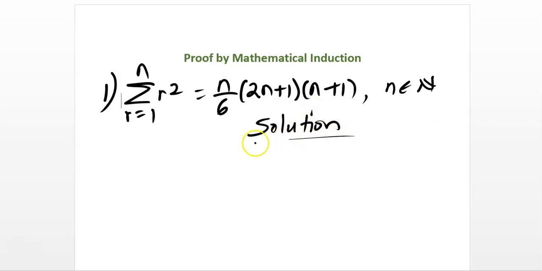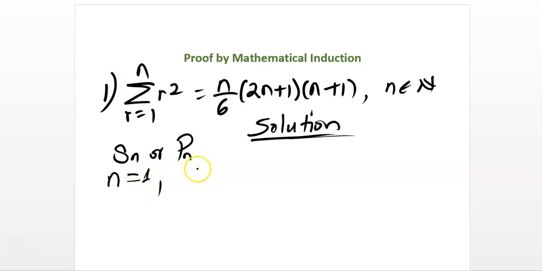by induction, we start by proving that it is true for n is equal to 1. We let Sn be that statement, or Pn. Let's verify whether it's true for n is equal to 1. When n is equal to 1, it means we are summing. The left hand side is from r equal to 1 to 1. This symbol means summation of r squared. So when r is 1, I'll put here 1 squared, which is 1.